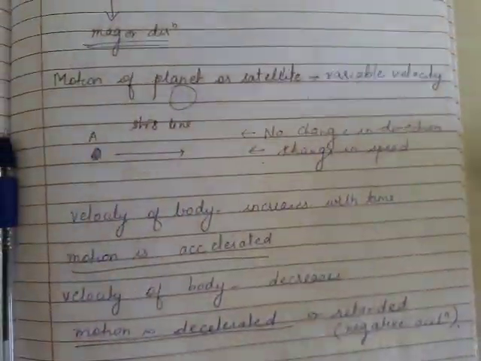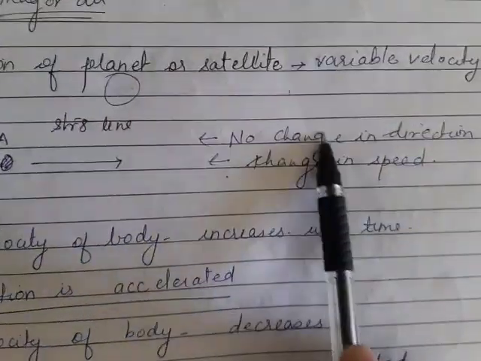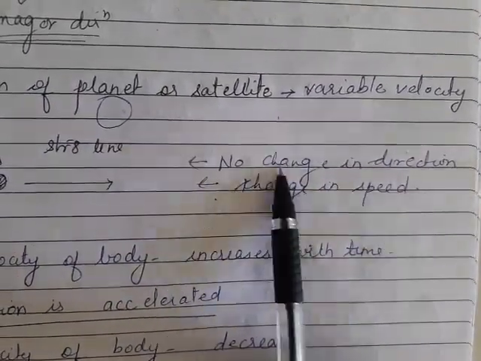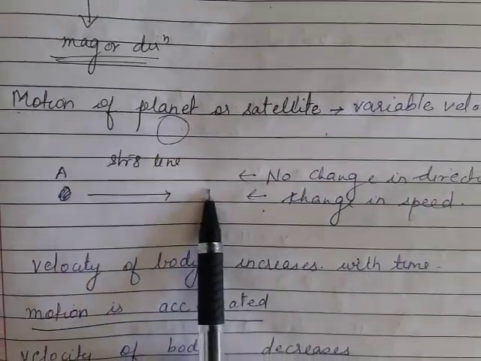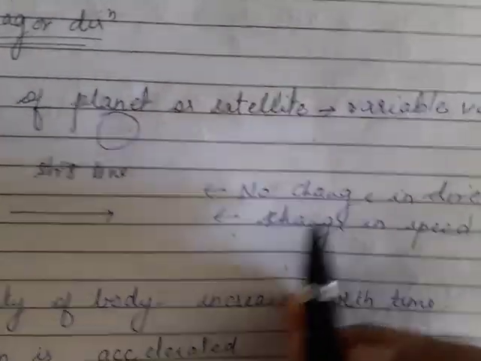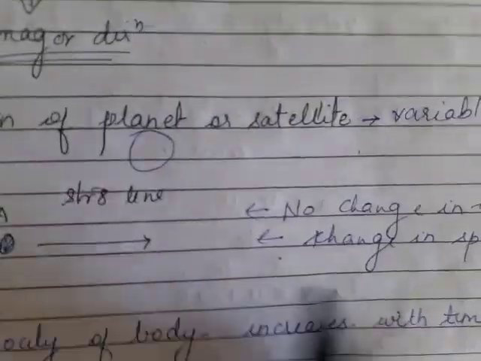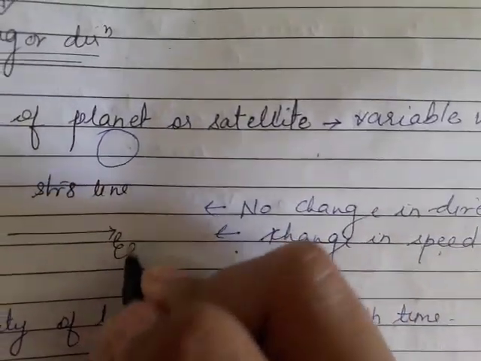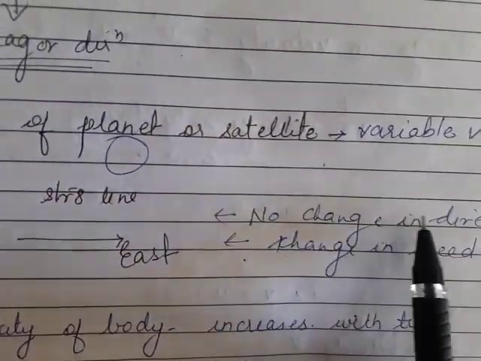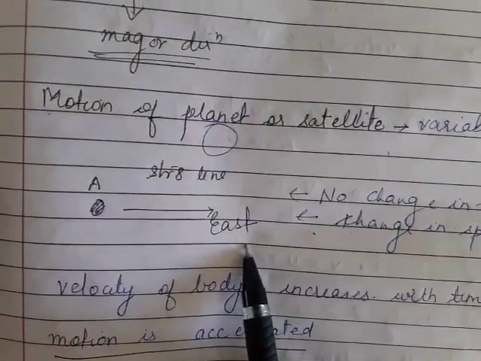Now let us consider a body. Let us consider a body A I have drawn over here. This body A is moving in a straight line, so there is no change in the direction, that means it is moving towards the east only. But there will be a change in the speed, right? There will always be a change in the speed even if the body is moving in a straight line. How will there be a change in the speed?